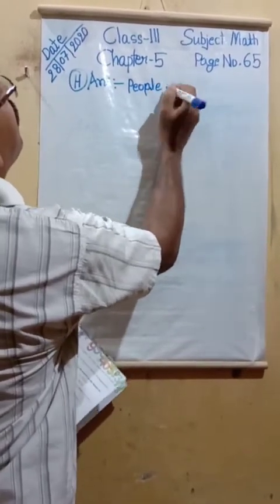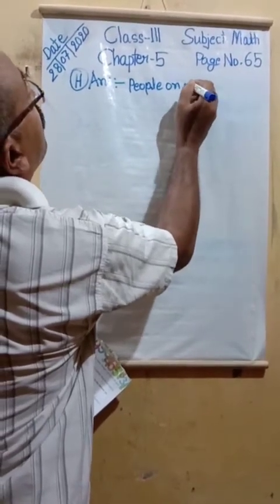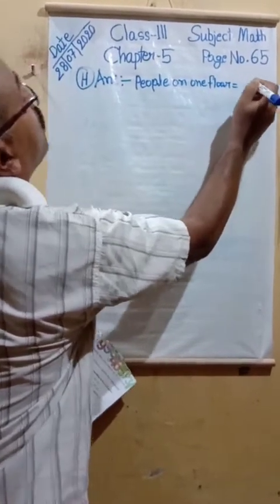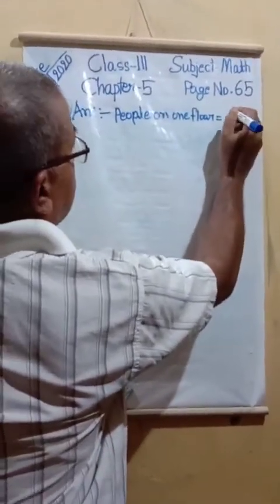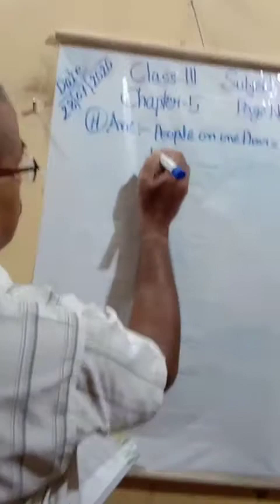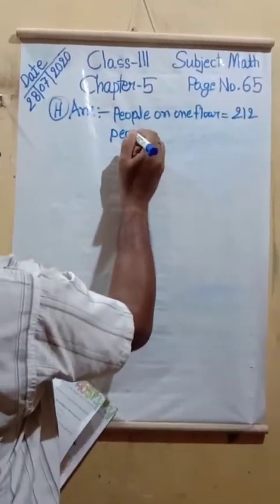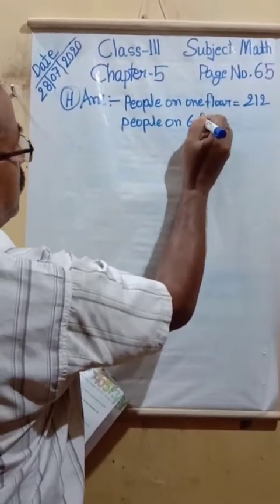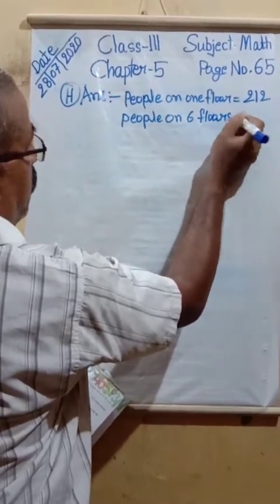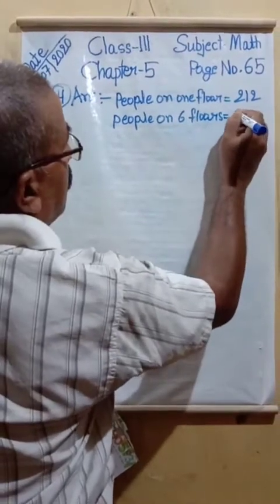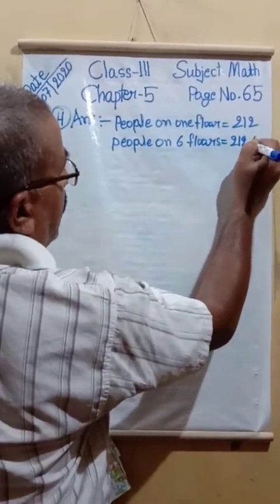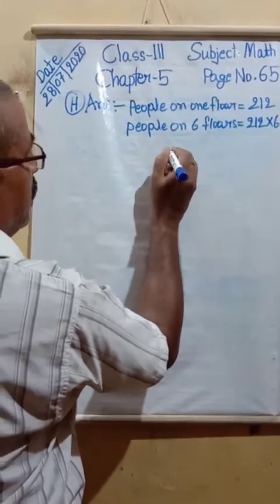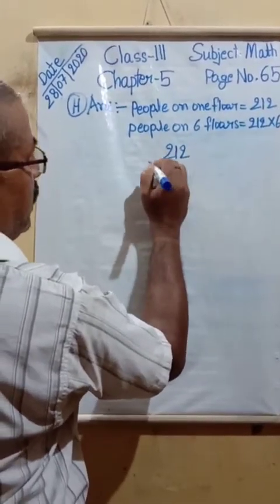People on one floor is equal to 212. People on 6 floors equal to 212 into 6. Now we will multiply here 212 into 6.